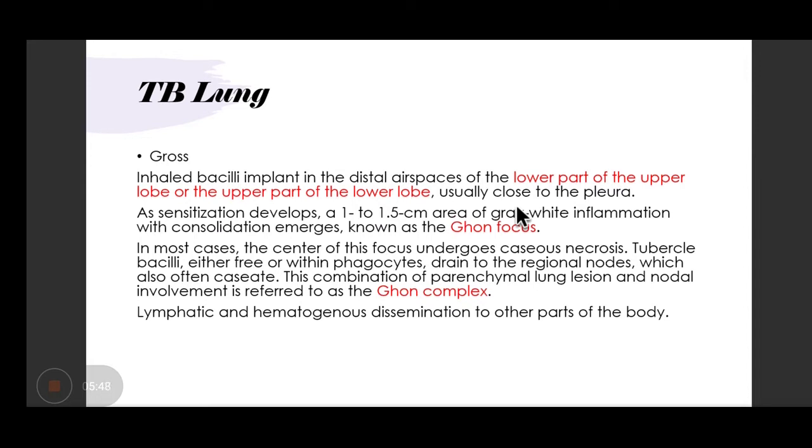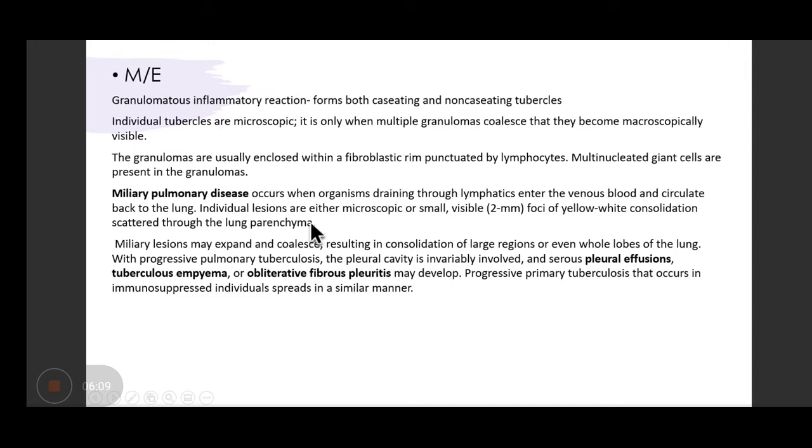It's about the Ghon's focus and the Ghon's complex. So how is the Ghon's focus formed? As the sensitization develops, the gray-white inflammatory area is seen with consolidation, and Ghon's complex with the nodal involvement. In microscopy, you need to tell about the granulomas which are there. Then a very important question which is asked is miliary pulmonary disease.